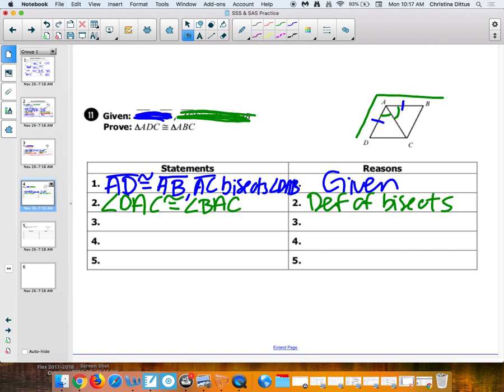So I gotta look at my picture. What does my picture tell me? Reflexive: AC equals AC. They share it, so write it down. AC is congruent to AC. And my reason again? Reflexive.